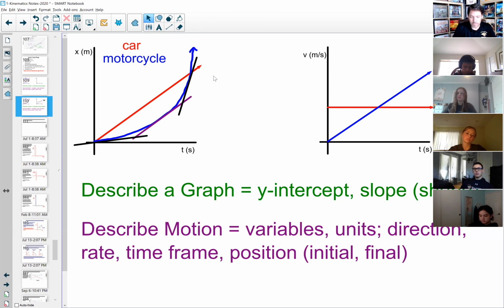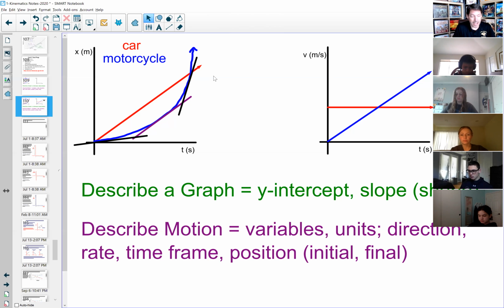Is it making sense? So that's how you could describe the motion. It looks like the car was probably already moving because it was going at a constant velocity even at time 0, right? The motorcycle was probably stopped. Now there's a little bit of an assumption there, but beyond that, we know for sure the car maintained its velocity the whole time. The motorcycle sped up and sped up and sped up and eventually caught up to the car.